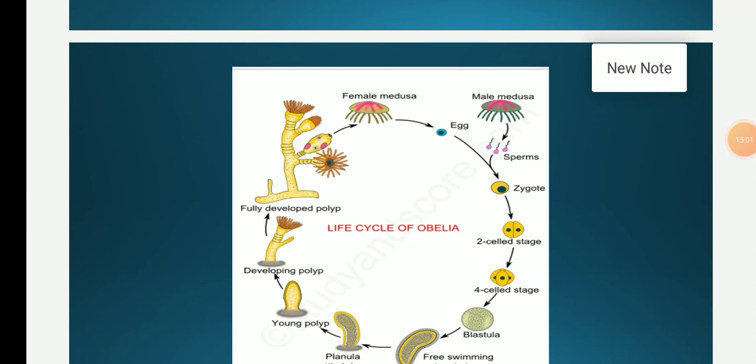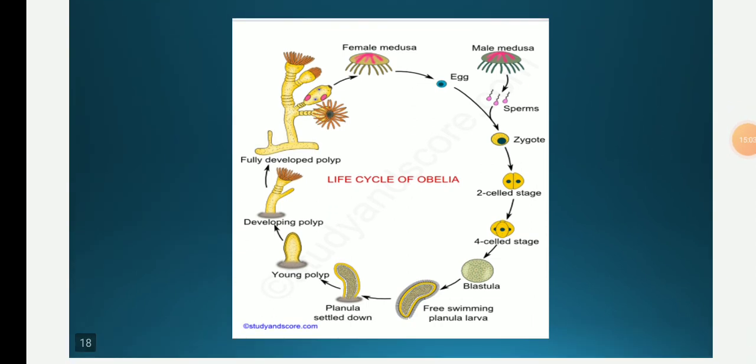Now we will study the life cycle of Obelia. Obelia is a marine branched colony and it is a trimorphic colony. In the last lecture we studied that Obelia colony is trimorphic. A colony is said to be trimorphic when all three types of zooids are present in a colony, that is polyp, blastostyle and medusa.